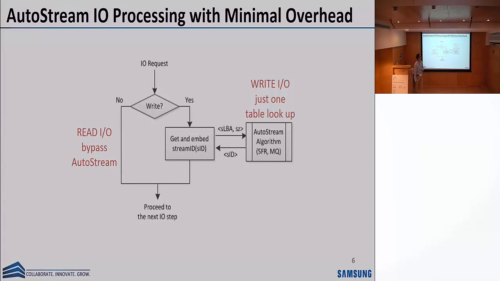Here is a high-level description of the AutoStream framework. As you see here, read I/O just bypasses AutoStream, so read I/O would not get any significant overhead. Also, even for write I/O, when a write request arrives in the device driver, it will just get the stream ID from the AutoStream algorithm modules. Getting the stream ID is one table lookup, so the overhead will be negligible.